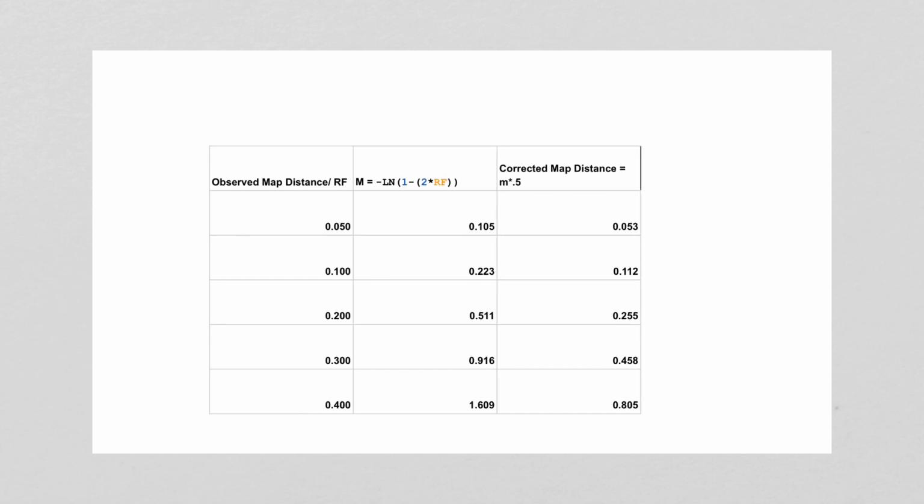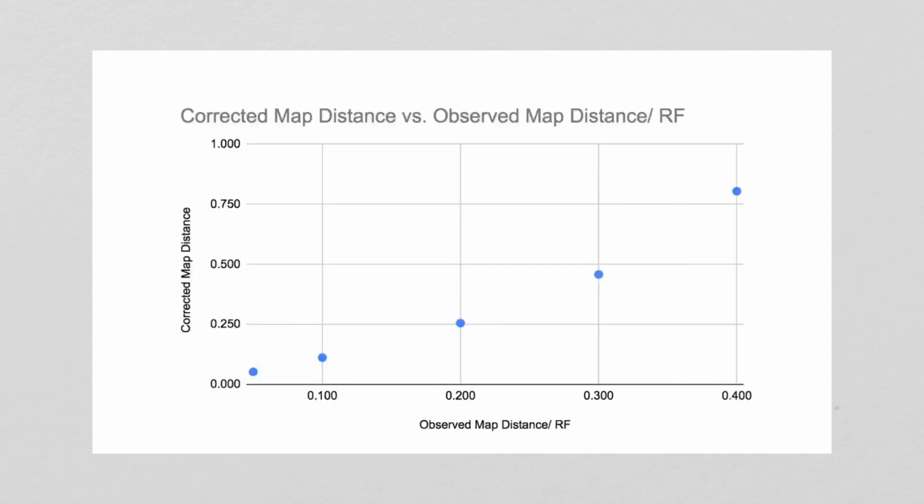Using this, I can create a graph in Excel or in Google Sheets, and we see that the corrected map distances are very close to the observed map distances when the map distances are small, but as the map distances get bigger, the corrections get bigger. For those of you who attempted this problem, I hope you enjoyed it.